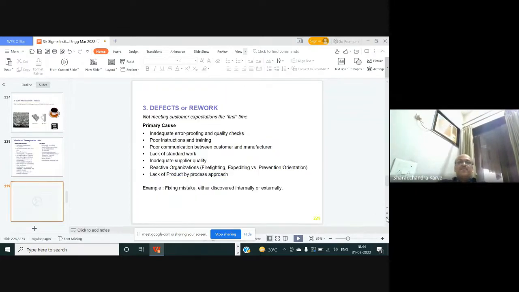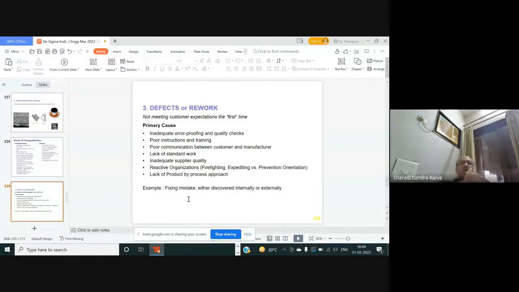So we go on. The next is defect or rework. Anytime you produce a defect, it is bad quality. Either that defect goes to a customer if it is not noticed by your organization, or it comes back for rework. If it comes back for rework, it is a loss of productivity. That is what is meant by defect or rework.